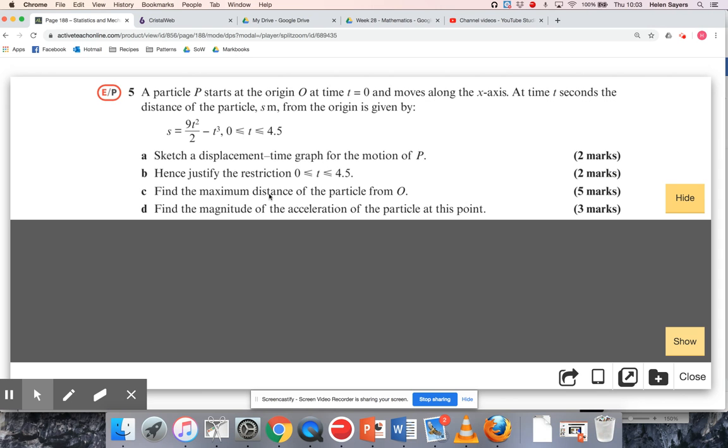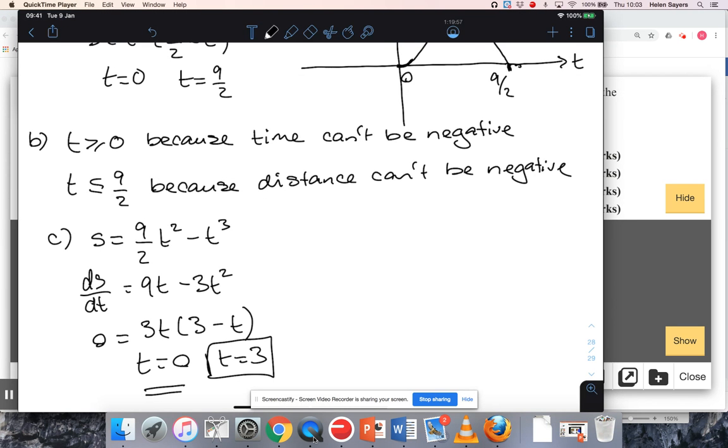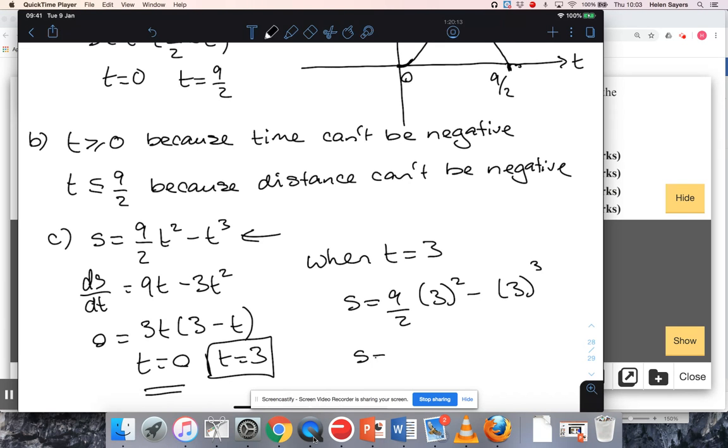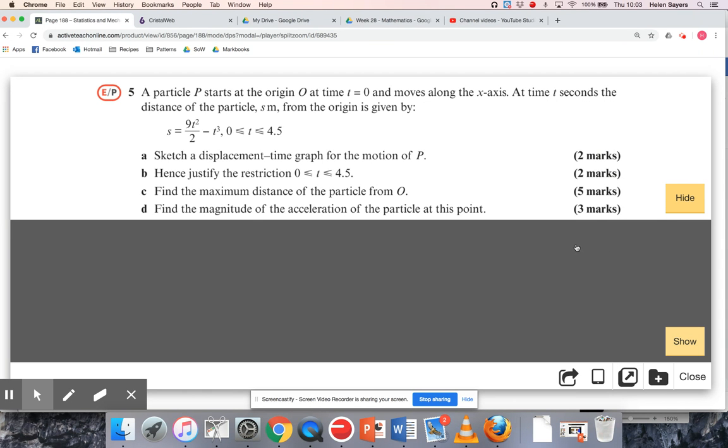But they didn't ask for the time, they asked for the actual maximum distance, so don't forget to do that. So I just need to then say, okay, so when t is 3, the displacement, using this equation here, is 9 over 2 times 3 squared minus 3 cubed. So let's have a look at that. So 9 over 2 times 9 minus 27. So you get 13.5 meters.